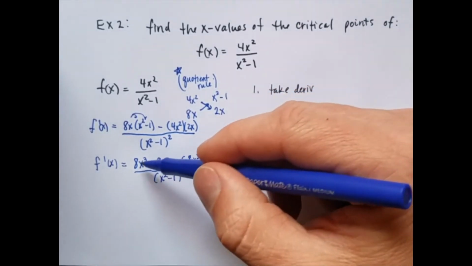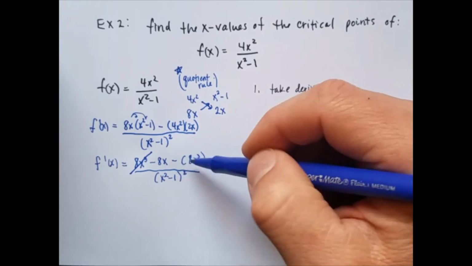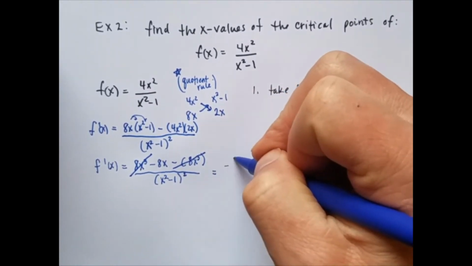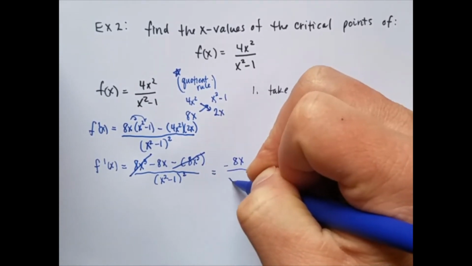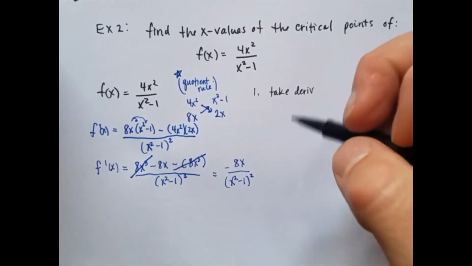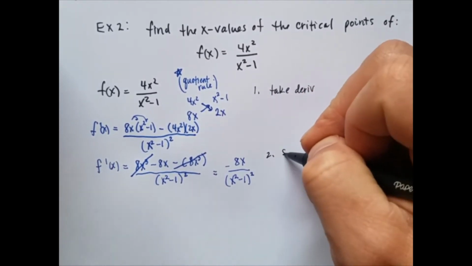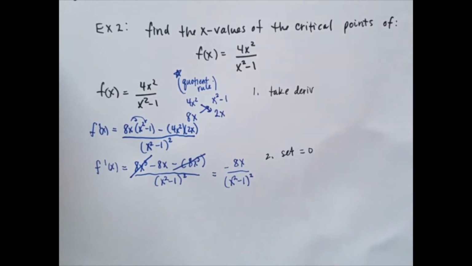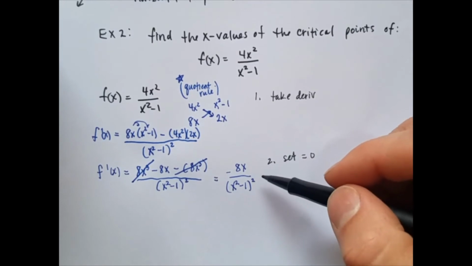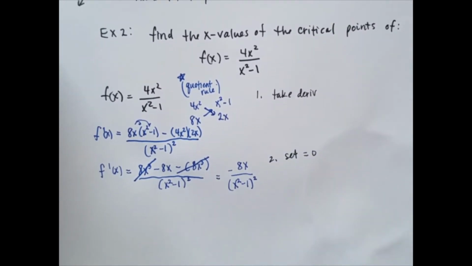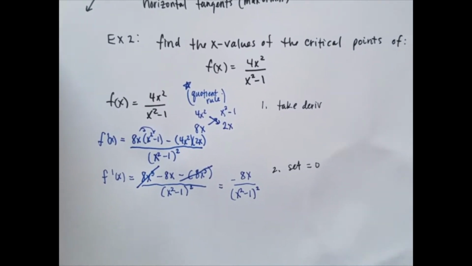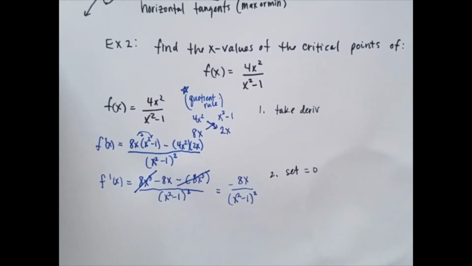Now if I do this, you can actually see that I have an 8x to the third here and minus an 8x to the third here. Those are going to cancel out. So this whole thing is just going to give me negative 8x over x squared minus 1 squared. So now I can actually do step 2 and set this equal to 0. Now when I set this equal to 0, we're actually going to do two things differently. Since this is a rational function, we're going to set the top equal to 0 and the bottom equal to 0 separately, not at the same time, because that would give us a hole, which is not a critical point.